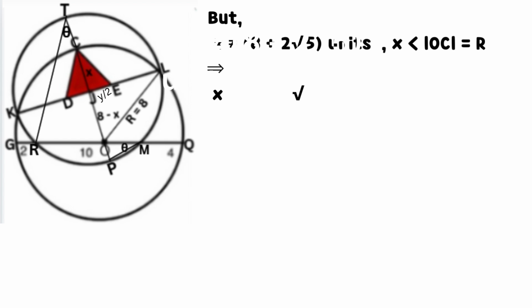However, x does not equal the sum of 8 and 2 times the square root of 5 in units, since x is less than line OC, which is the radius r of the larger circle. x is equal to the height of the red equilateral triangle.